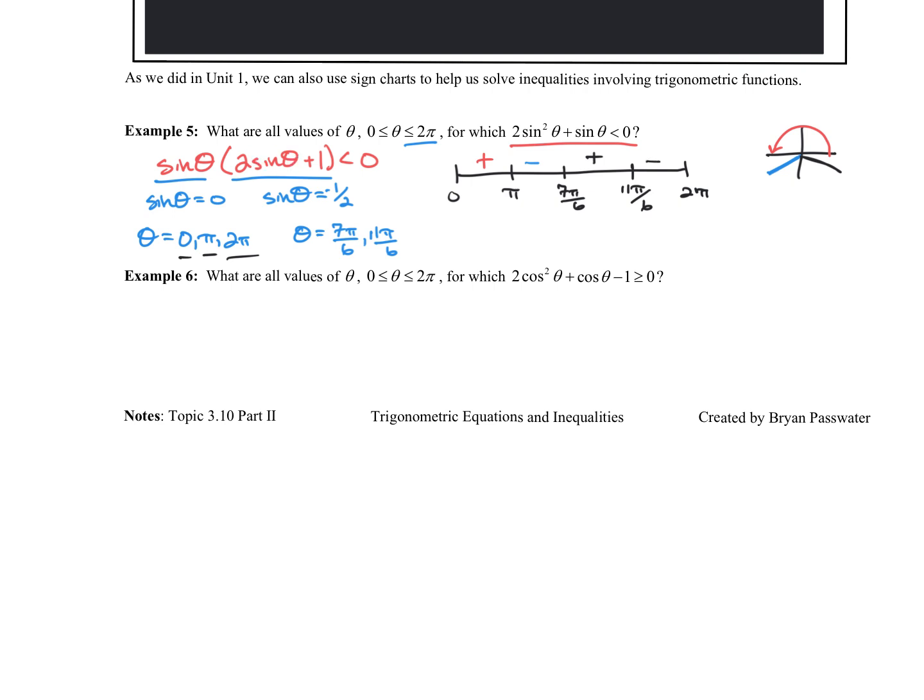Once we have developed our sign chart, now we just pick what we're supposed to use. This says it's less than 0, so I want this interval and this interval. And so now we'd end up with what?